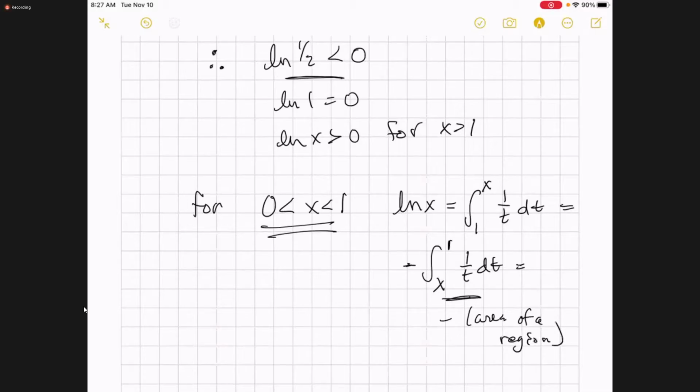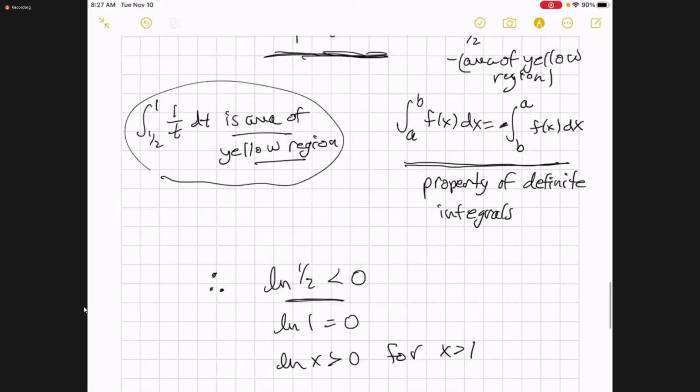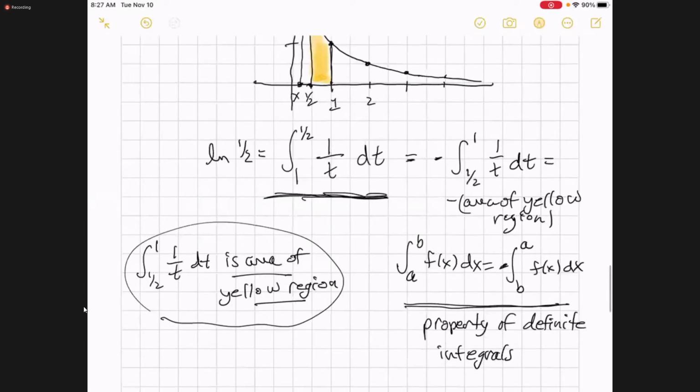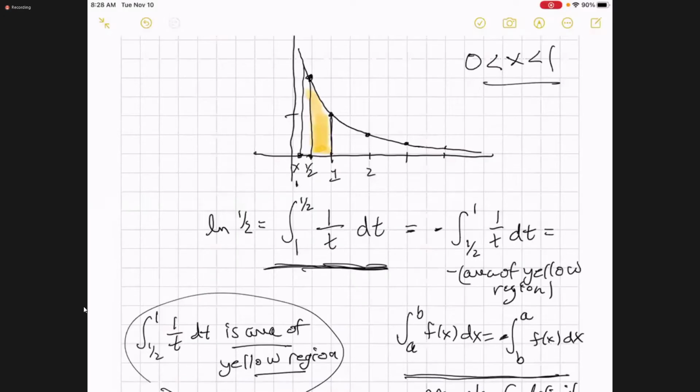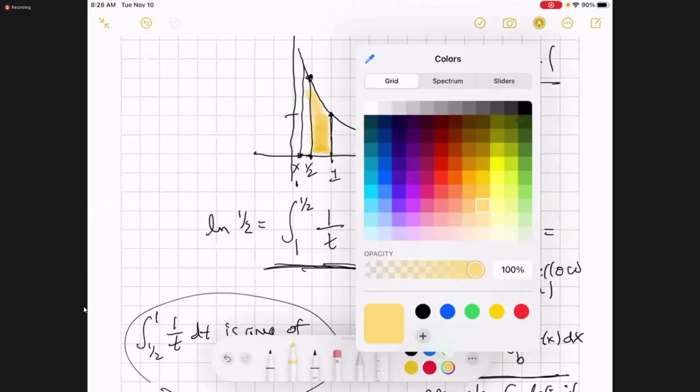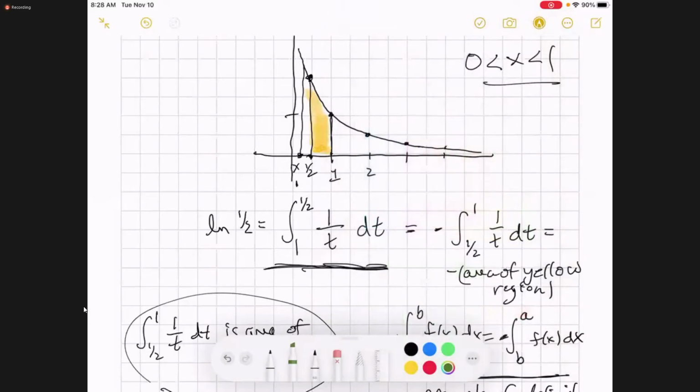And the region involved here, say this is my x right here. The region, I'll color it. Let's see, what color shall I make it? Do green. Okay, all right, I'll do green. There. So that integral, the integral from 1 to x, is going to be minus the area of that green region.